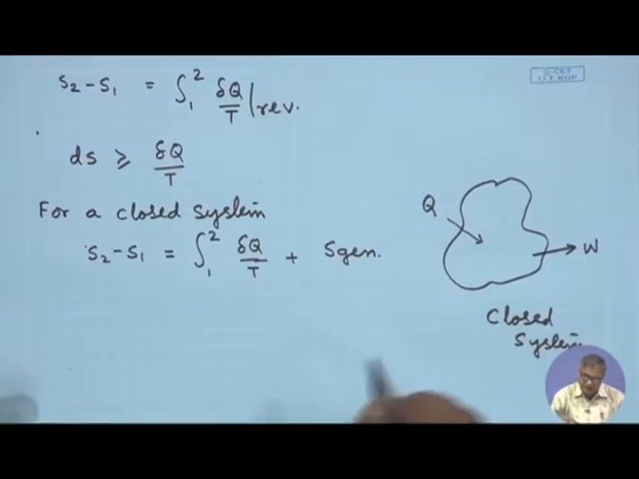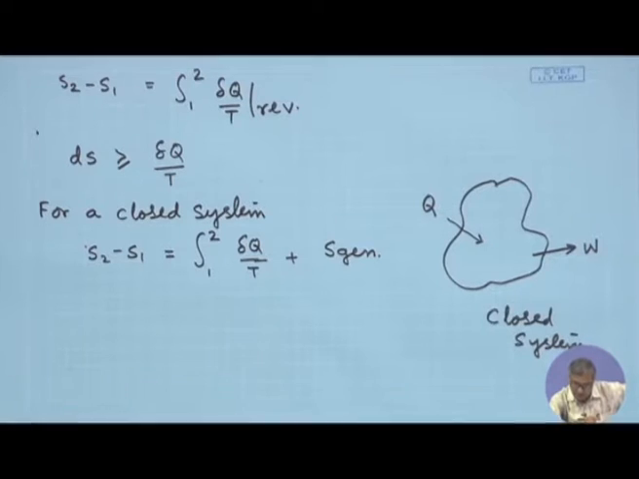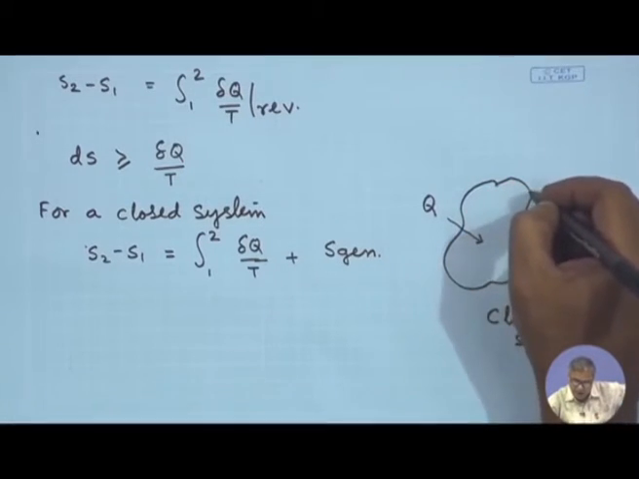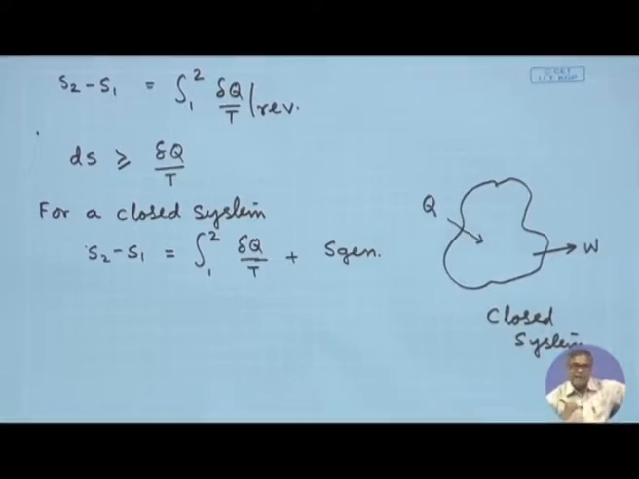This heat interaction can take place at different points. What is the significance of saying that heat interaction can take place at different points? It means, of course, that there could be heat addition and heat rejection, but more importantly, that there could be heat interaction at different parts of the system boundary at different temperatures.